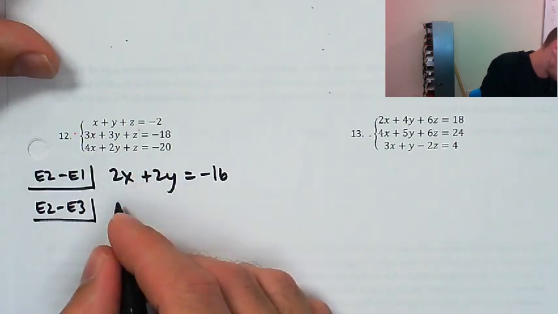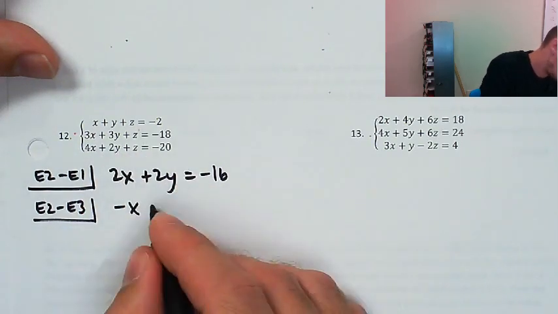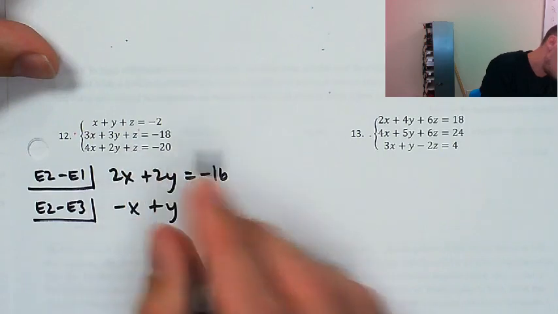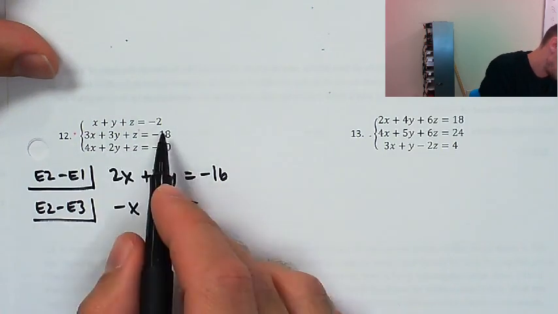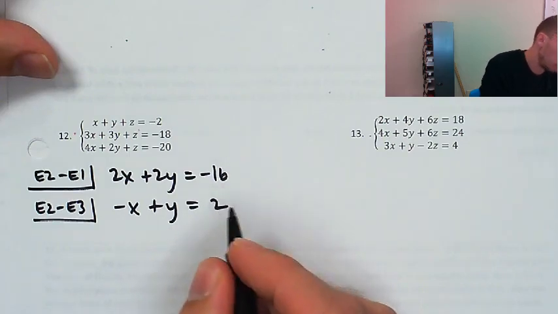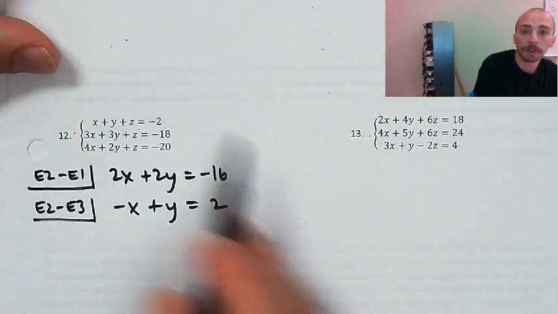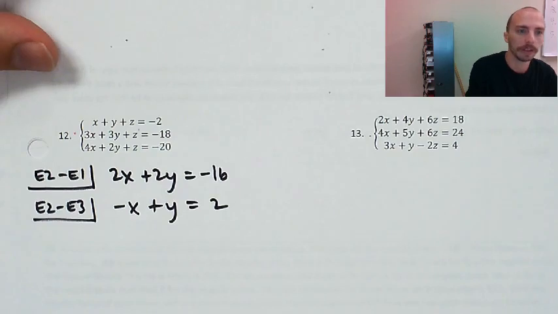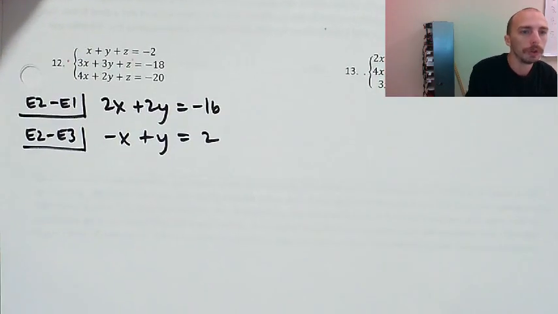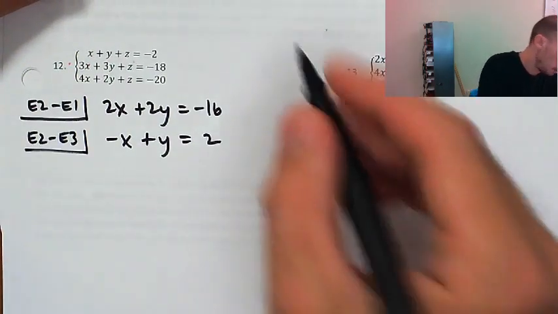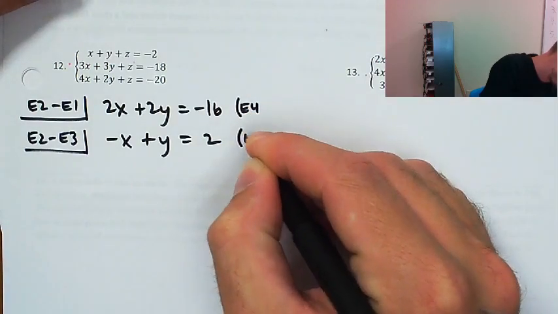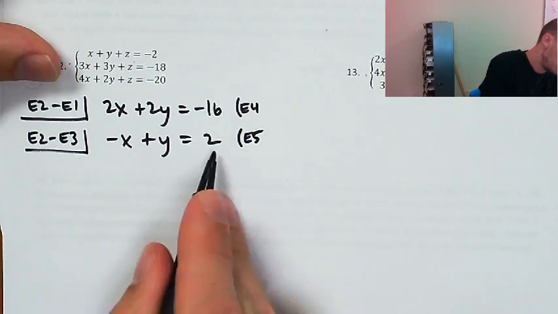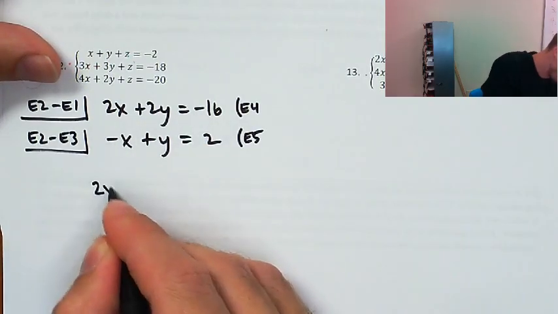And so I'll say 3 minus 4 is negative 1x, 3y minus 2y is 1y, z minus z, no z's. And I'm subtracting top minus bottom. Okay, negative 18 minus negative 20, that's 2. Okay. Now I've got myself down to a 2 by 2 system. I'm halfway there. I'm going to take, if I call this equation 4 and equation 5, I'm going to double equation 5 while leaving equation 4 the same.